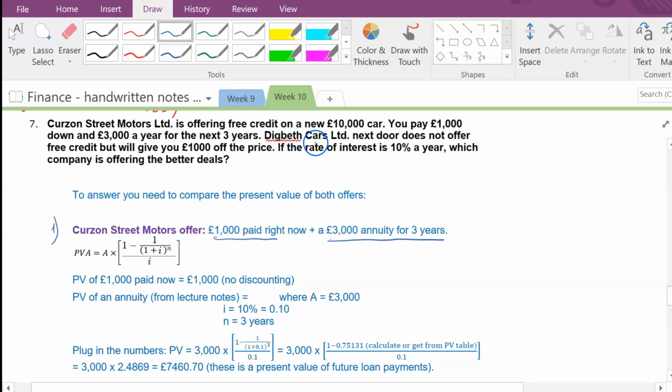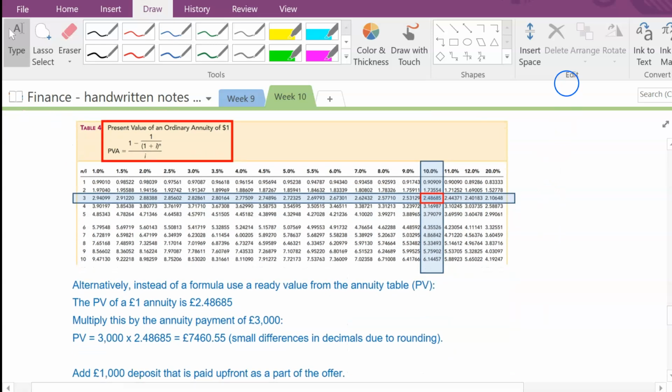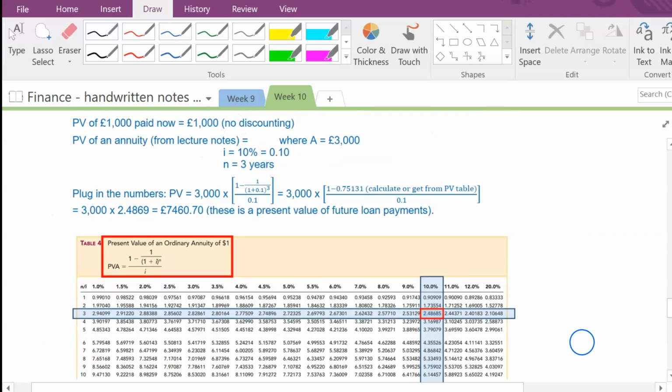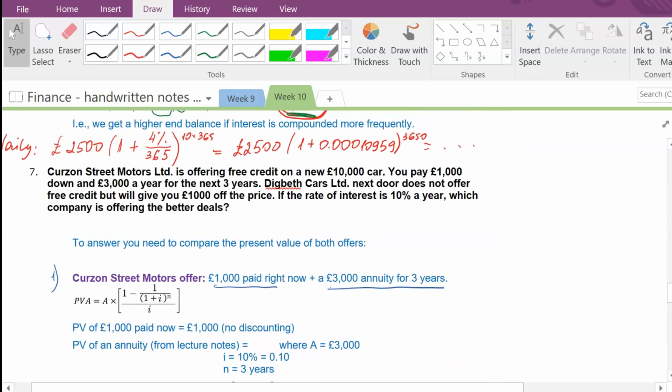Another offer by another company next door: no free credit, but they can give you a discount of £1,000. So in reality you pay £9,000 upfront. What is better? What should you choose? Is it better to get an interest-free credit and pay the full £10,000, or get the £9,000 price straight away? Your decision will depend on the interest which you can earn elsewhere. Because if you can delay payments, get a credit and earn some return on the money you save, which you pay later, you might be better off.